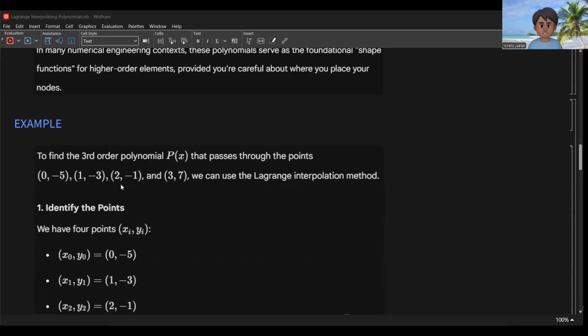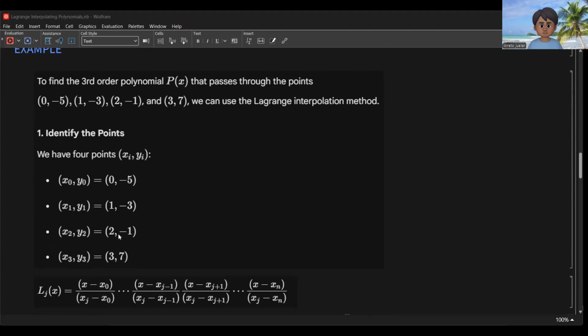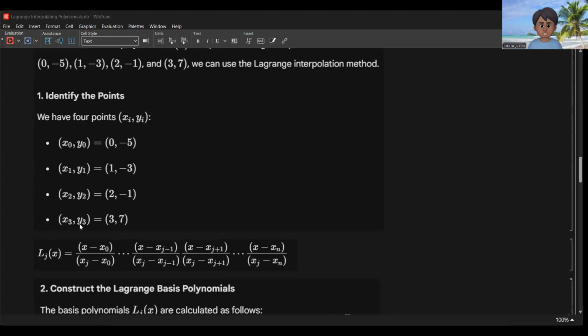So we have the example here. Find the third order polynomial p of x that passes through the points 0, -5, 1, -3, 2, -1, and 3, 7. We can use the Lagrange interpolation method here. So we have to identify the points. We have 4 points here. x sub 0, y sub 0 equal to 0, -5, then x1, y1 equal to 1, -3, then x2, y2 equal to 2, -1, then x3, y3 equal to 3, 7.